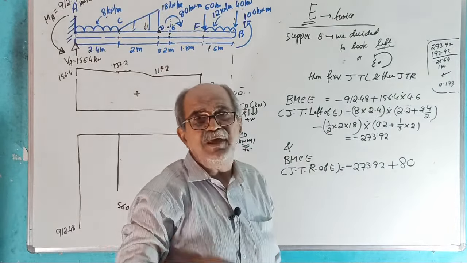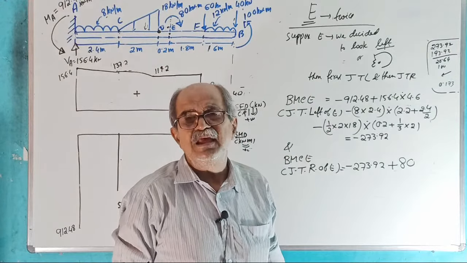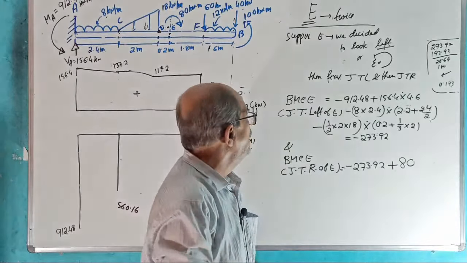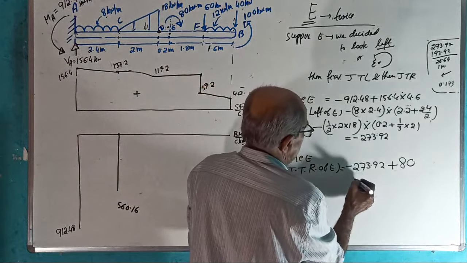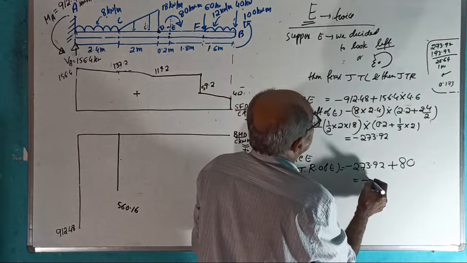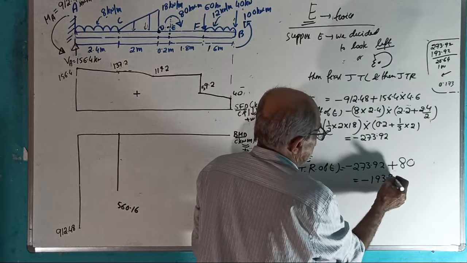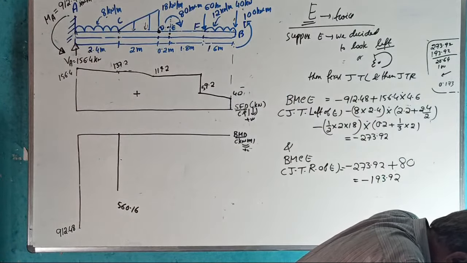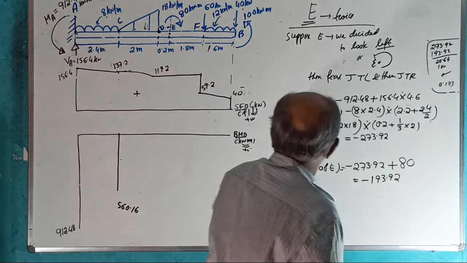Now I will not explain. There is a limit for explaining. Earlier one class, I explained every concept. Plus 80. Answer. How much? Minus 193.92. Correct answer? Minus 193.92. Thank you. Over.